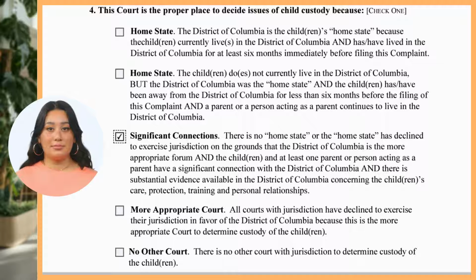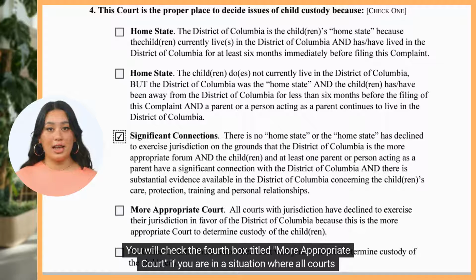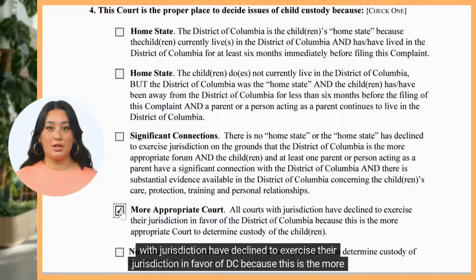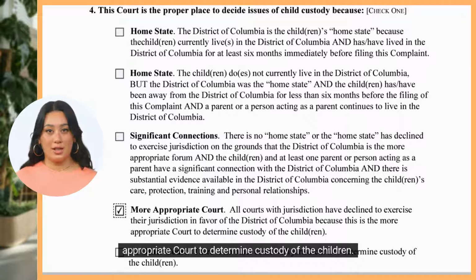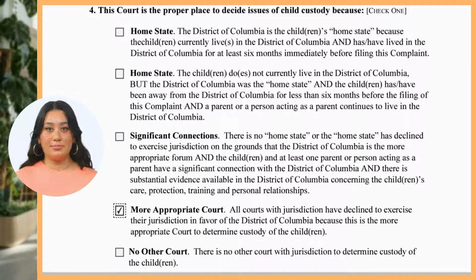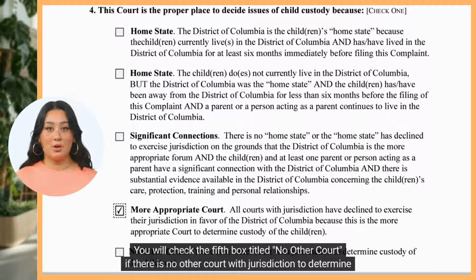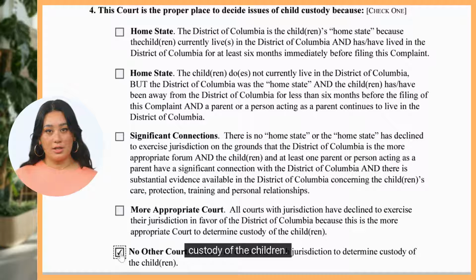You will check the fourth box titled More Appropriate Court if you are in a situation where all courts with jurisdiction have declined to exercise their jurisdiction in favor of D.C. because this is the more appropriate court to determine custody of the children. You will check the fifth box titled No Other Court if there is no other court with jurisdiction to determine custody of the children.